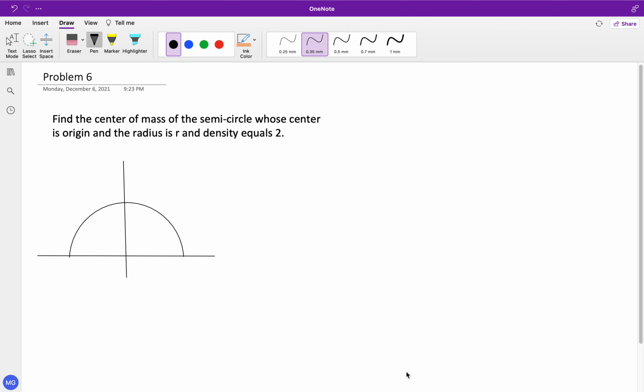For problem 6, we have to find the center of mass of the semicircle whose center is the origin, the radius is r, and the density equals 2. Here I have graphed a semicircle, and we know that for a circle, r equals the square root of x squared plus y squared. If we solve for y, we get that y equals the square root of r squared minus x squared.